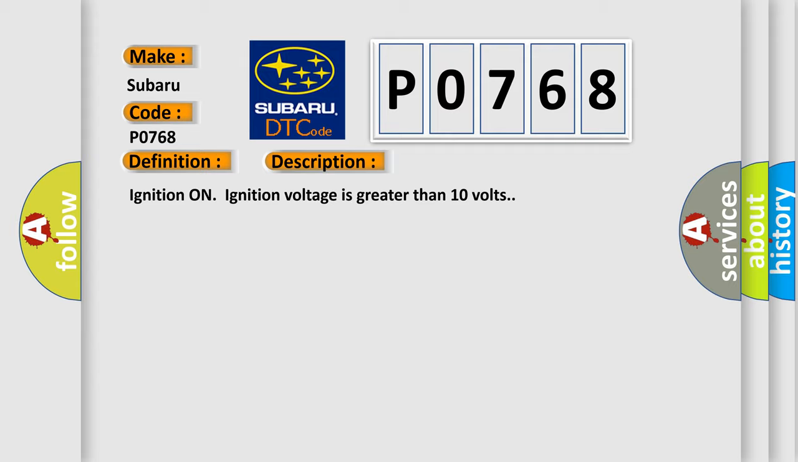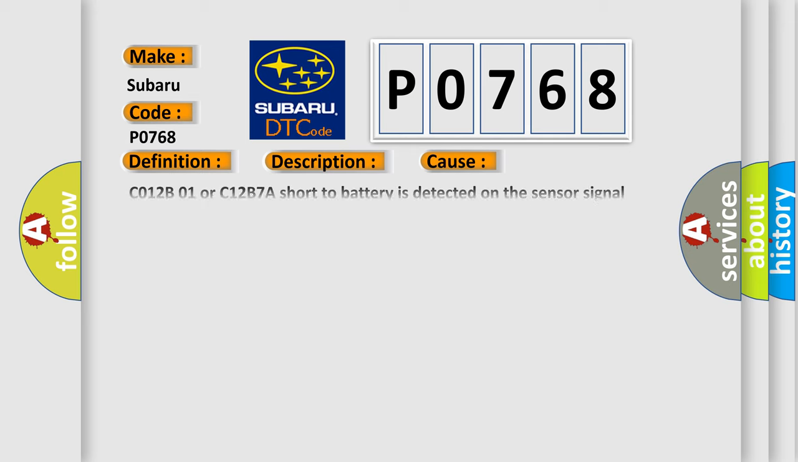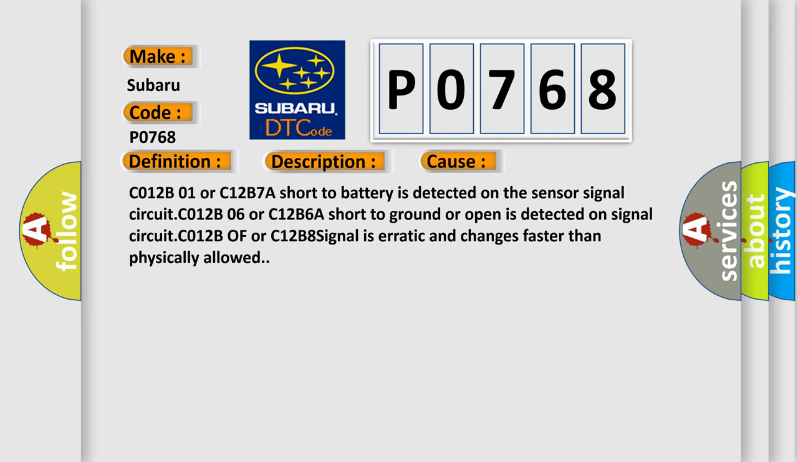This diagnostic error occurs most often in these cases: C012B01 or C12B7A, short to battery is detected on the sensor signal circuit; C012B06 or C12B6A, short to ground or open is detected on the signal circuit; C012B0 or C12B8, signal is erratic and changes faster than physically allowed.